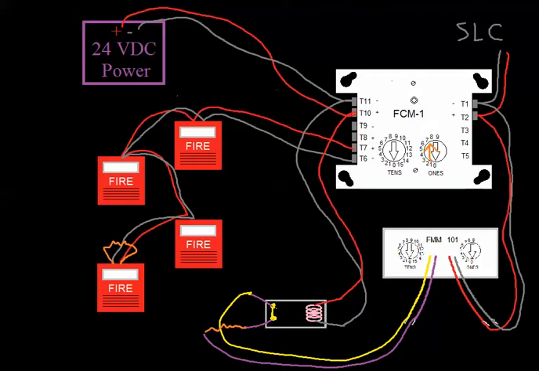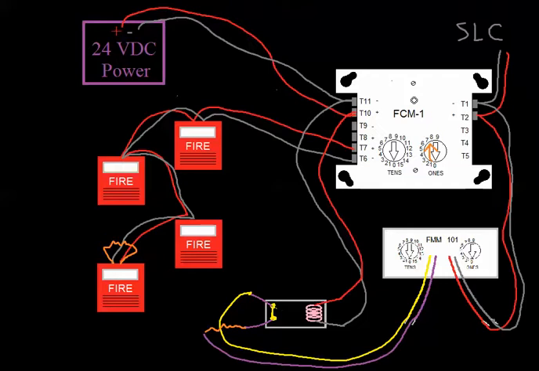Welcome back. In the last video, I explained how control modules work, and I explained that there's three circuits that are generally hooked up to a control module. You need the data circuit, which is the same SLC that's hooked up to all the devices on the loop, smoke detectors, pull stations, etc.